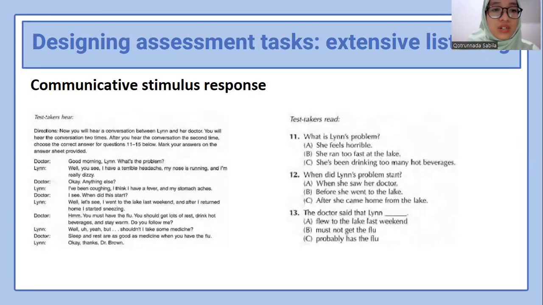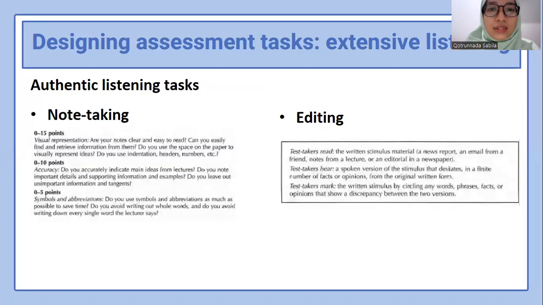And then we have communicative stimulus-response. Here, the test taker is presented with a stimulus monologue or conversation and then is asked to respond to a set of comprehension questions. You can see the example in the pictures here. And then we have authentic listening tasks. Every test requires some components of communicative language ability, and no test covers them all. Similarly, with the notion of authenticity, every task shares some characteristics with target language tasks, and no test is completely authentic. Here we have note-taking.